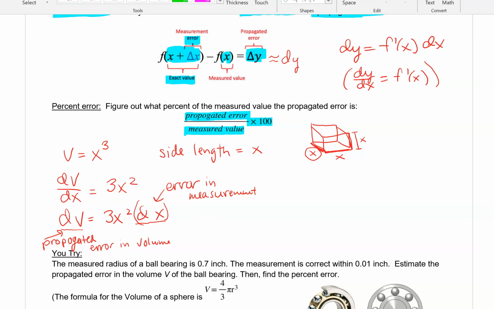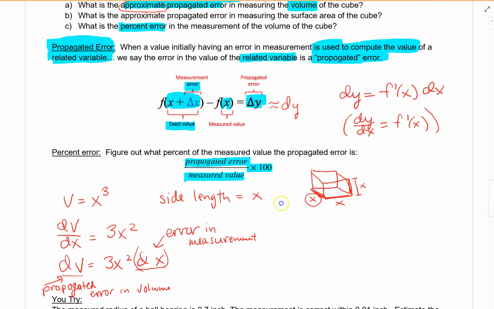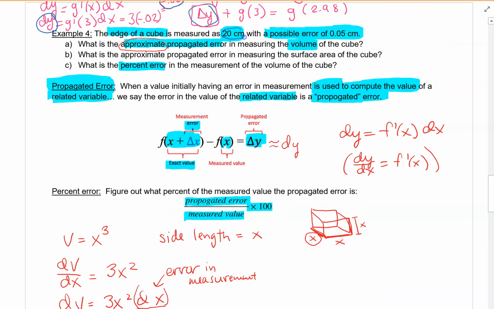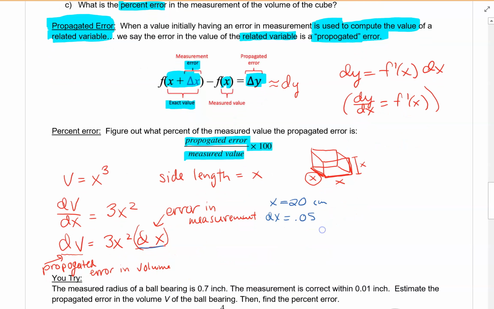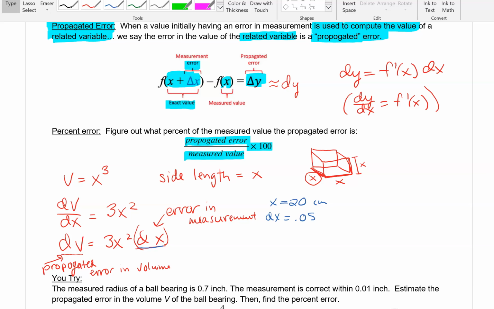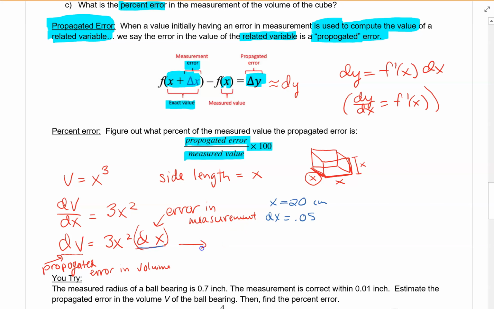So I already know my value for x. It told me that it was measured to be 20 centimeters. So I know that x is 20. I was also told that my error in measurement is about 0.05 centimeters. So that's my dx, because that represents the error in measurement. And then I just plug those values in to find dV. But notice, I didn't plug them in until after I did my derivative. Very similar to when we did related rates. There's a lot of parallels here.